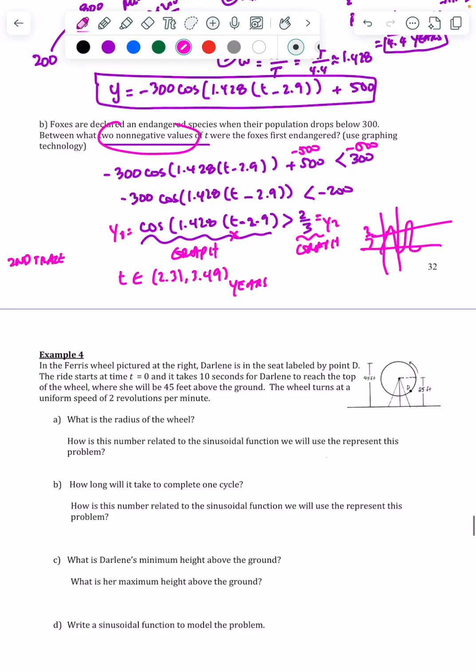Okay, and those are two non-negative values, so meaning you don't want to go back. All right, and they could be endangered here again, right? If I continue this model, but this is where they were first endangered. All right, so that was example 3.